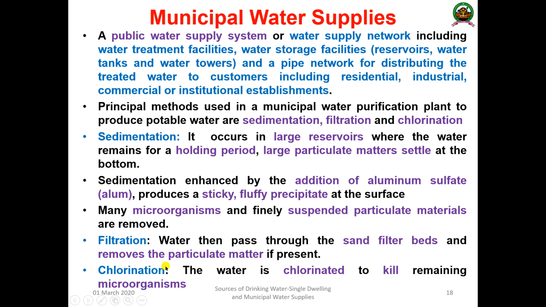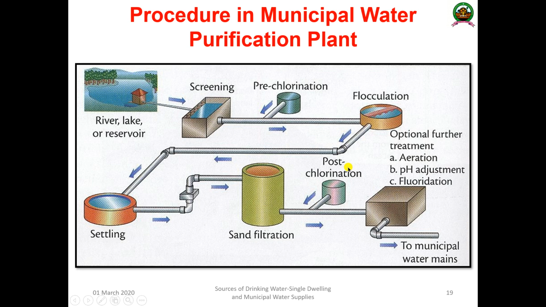And finally the water is passed through a chlorination tank, or halogenation process, where it is treated with chlorine, which removes the microorganisms. Chlorine is toxic for microorganisms. This is the major procedure happening in a municipal purification plant. This is the diagrammatic representation of the municipal water treatment plant.